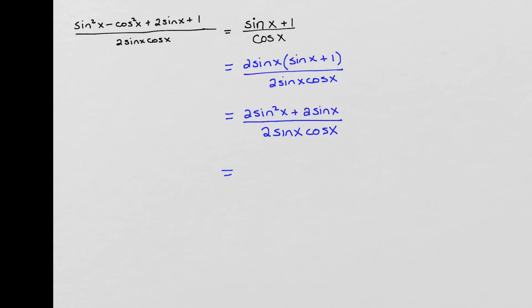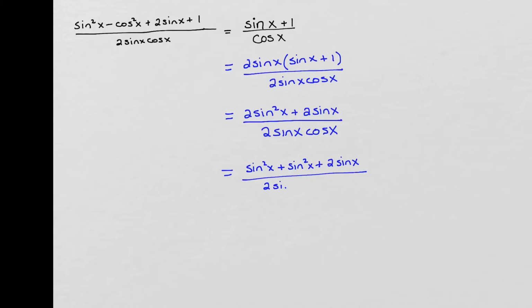Well, I have a sine squared x on the left-hand side, and I have 2 sine squared x on the right-hand side. So what I'm going to do is make this into a sine squared x plus another sine squared x plus 2 sine x.